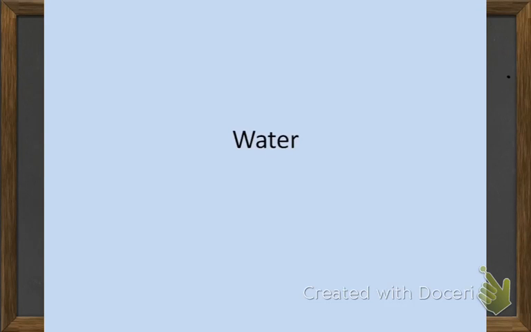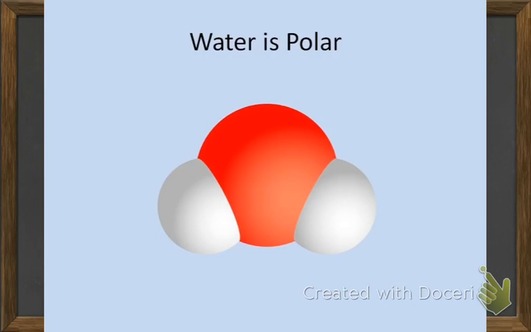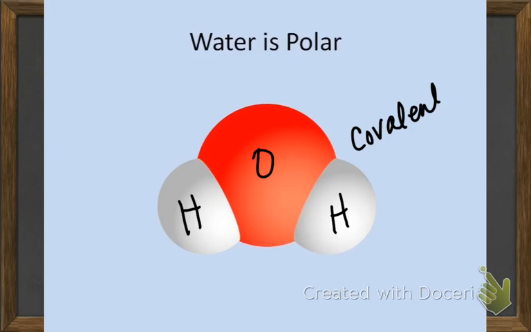All right, we're going to talk about the structure of water and the emergent properties of water. Water is made up of two hydrogens and an oxygen. And these are held together by a covalent bond. And covalent means sharing electrons.